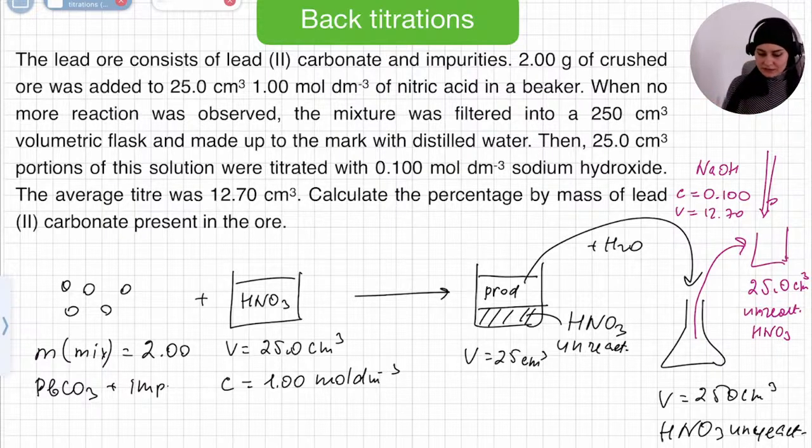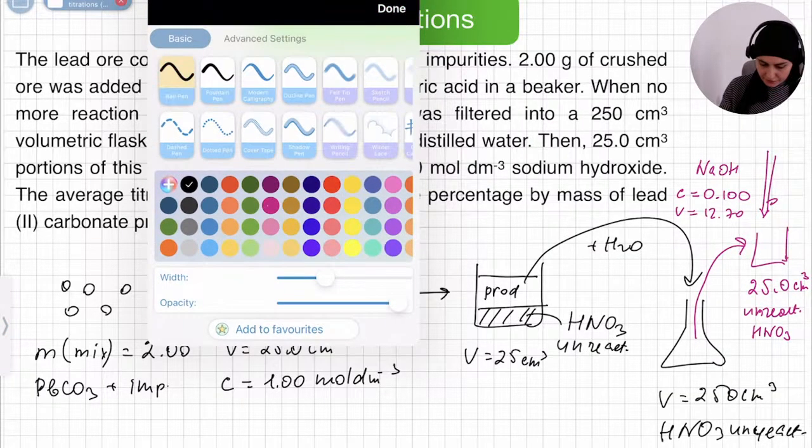Yes, so the only difference with the previous question is that they don't titrate the whole thing. So if they titrated this flask, then that, or even this, that's fine. That would have been the same as the previous question here. The only difference is that they titrate a tiny portion. Right, so let's start solving. So I will start solving from here.